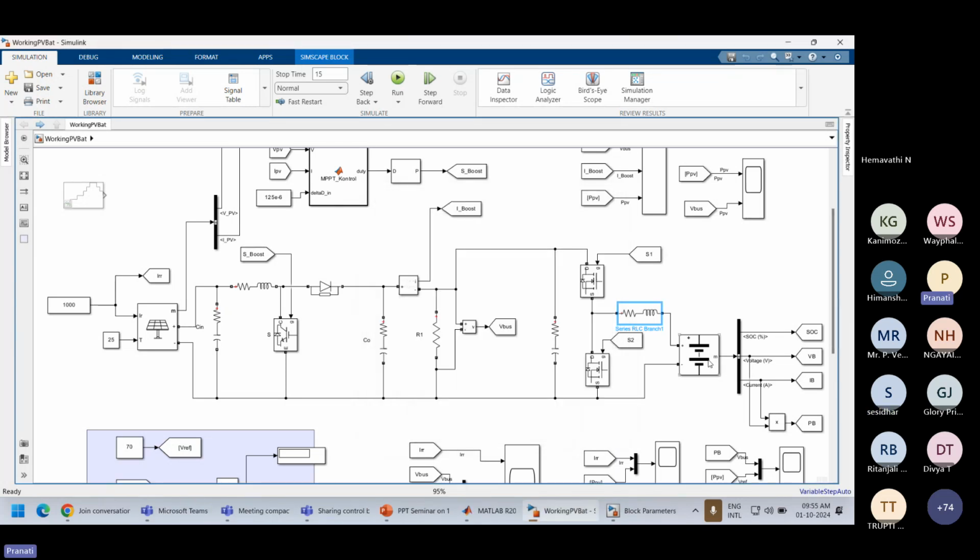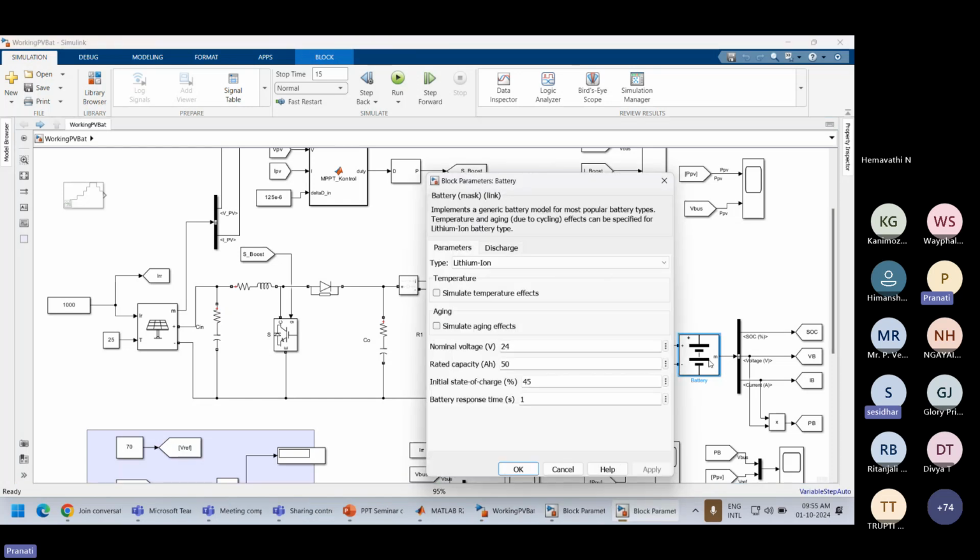This is the battery. Battery is say 24 ampere hour. Nominal voltage is 24. Rated capacity is 50 and initial state of charge is 45. Battery response time is 1 second. And battery type is lithium ion.